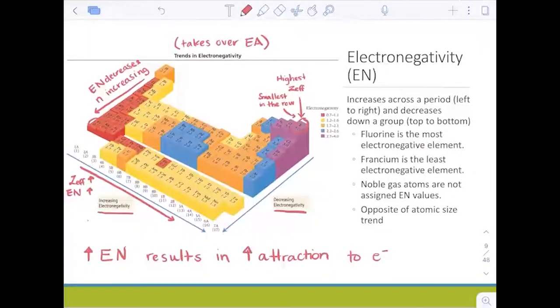Francium way down here has the lowest electronegativity. He is the largest atom with the smallest Z effective. So this is opposite of the trend for atomic size. That's what we can start to think about. Noble gases are not assigned electronegativity values because they already have their octets. Doesn't mean they can't react, but they just will not go into our discussion of bond polarity.